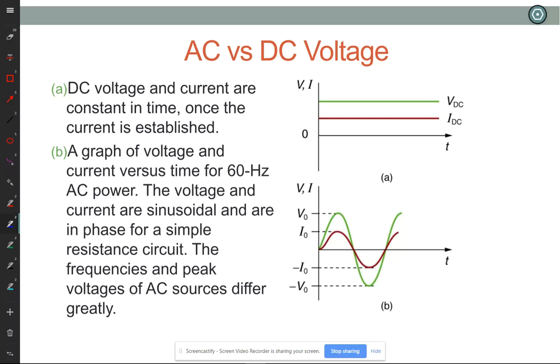Now, something else you might wonder. I said the voltage coming out here is 120 volts, 60 hertz. We've already learned about frequencies. That's how many cycles it does in a second. It does 60 cycles in a second. But what about the 120 volts?